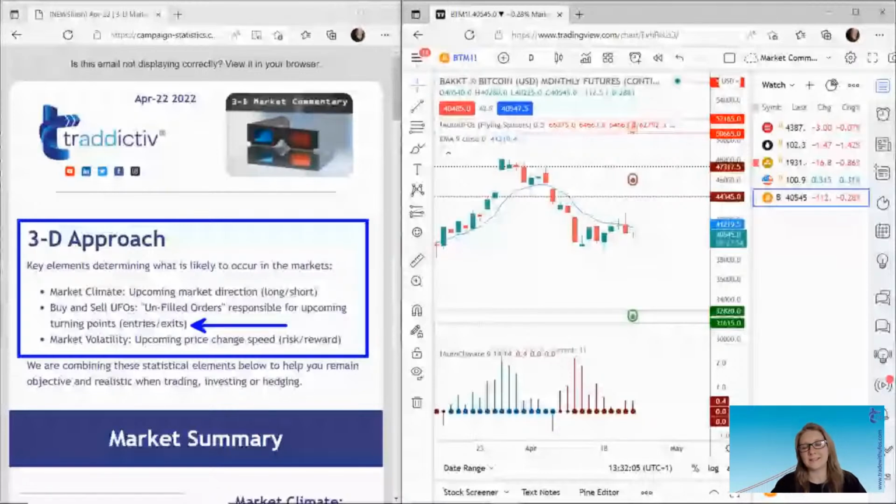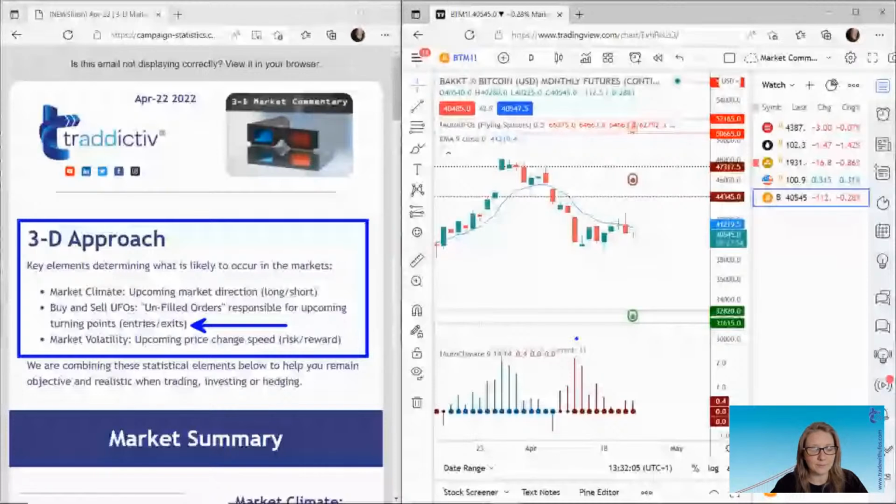Then we'll look at buy and sell UFOs. UFO stands for unfilled orders. And what this means is, where do we have buyers waiting to buy? Where do we have sellers waiting to sell? We want to know that because buyers will likely push the price up, sellers will likely push the price down. So we want to know where they are. Where is price likely to change direction?